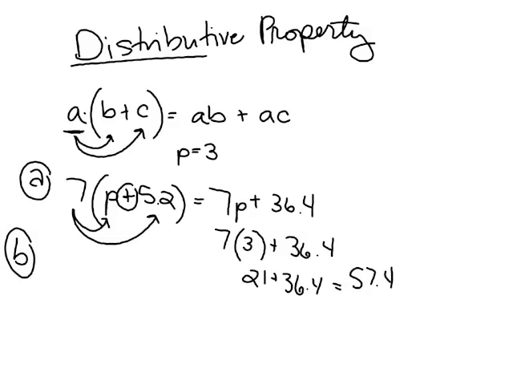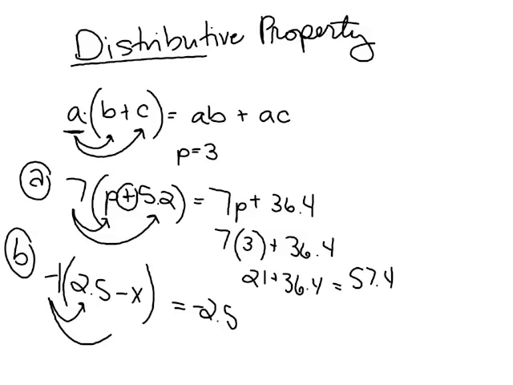The second example is negative (2.5 minus x). Okay, we talked about this a little bit before. If I just have a negative floating all by itself, what should I do? Put a 1 there. So it's really a negative 1. So if I distribute this through, what does it turn into? Negative 2.5 plus an x, right? Double negative there.